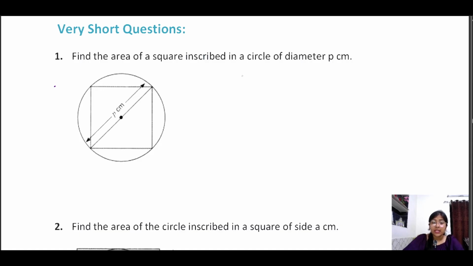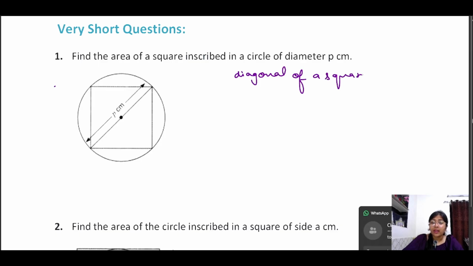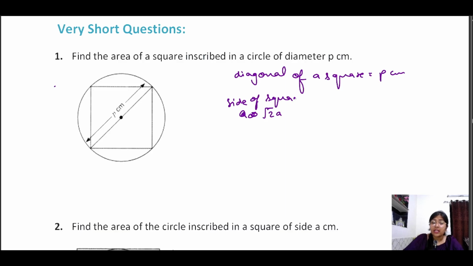Yes, it means the square, we know that the diagonal of a square will be p centimeter, yes or no? Yes, we know that if the side of the square is a, then its diagonal will be root 2a. If the side of the square is a, then the diagonal length will be root 2a, yes or no? Yes, it means root 2a will be equal to p. It means the side length will be p by root 2. If you rationalize this, you will get p root 2 over 2.